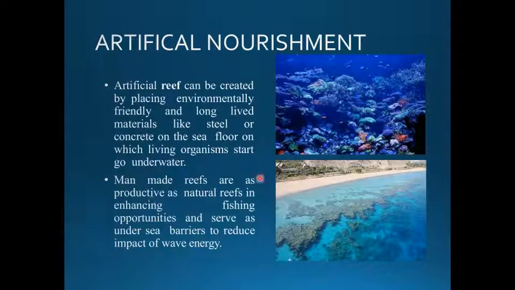The next one is artificial nourishment. The artificial nourishment can be created by placing economically friendly and long-lived materials like steel or concrete under the water. The living organisms inside the water will start occupying this area, and these man-made reefs are as protective as the natural reef in enhancing fishing opportunity and serve as undersea barriers to reduce the impact of the wave energy.